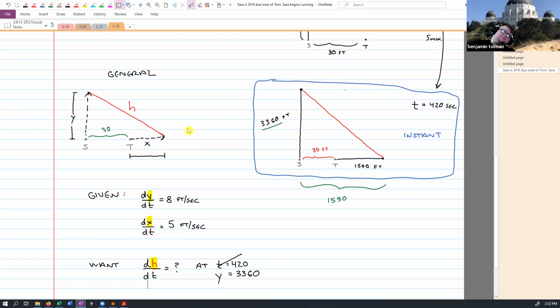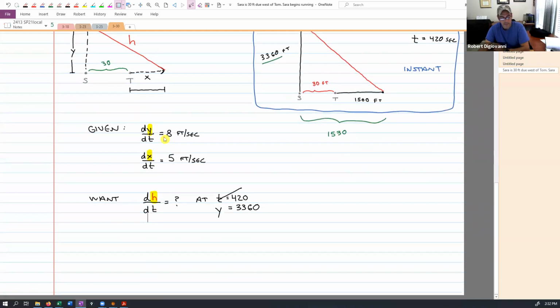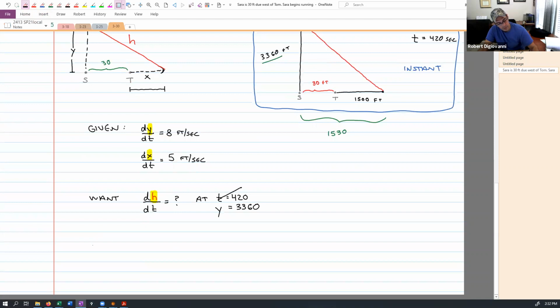Pythagorean theorem. Now be careful, because what's this side? It's not x, it's x plus 30. X plus 30 squared plus y squared must equal h squared. So I'm going to write that down. The equation we want is (x + 30)² + y² = h².